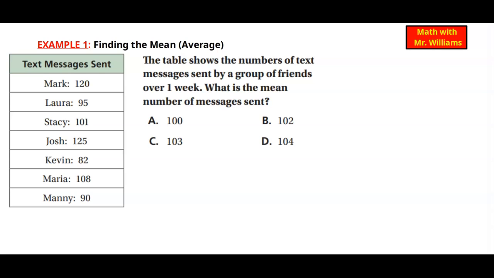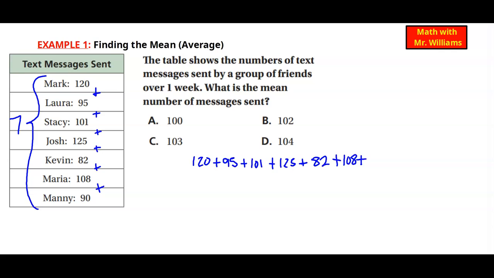So if we look over the text messages, we see there are going to be 7 of them. And each person has a different number. So what we're going to do is add all those up. So we're going to write 120 plus 95 plus 101 plus 125 plus 82 plus 108 plus 90.